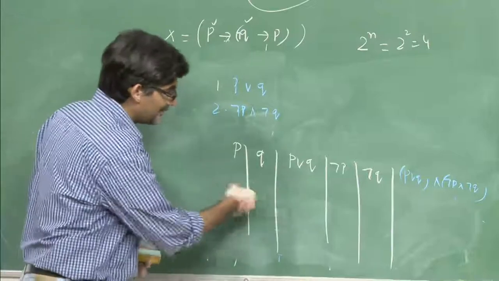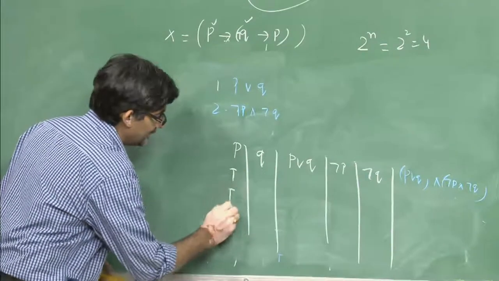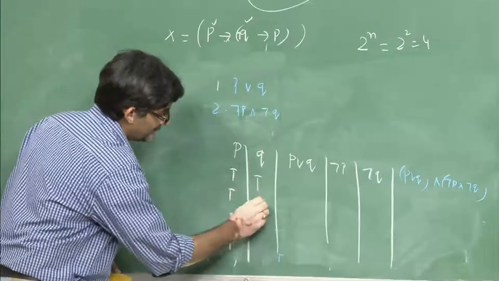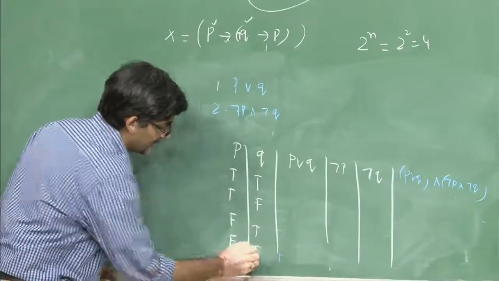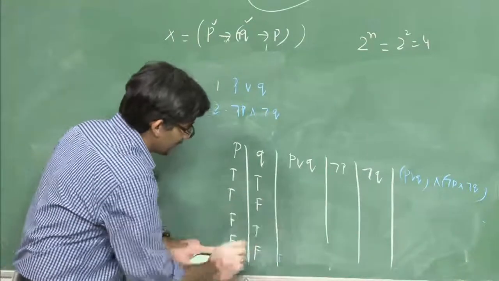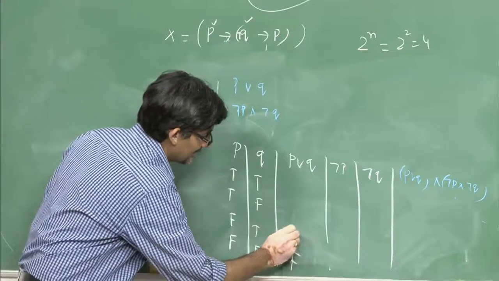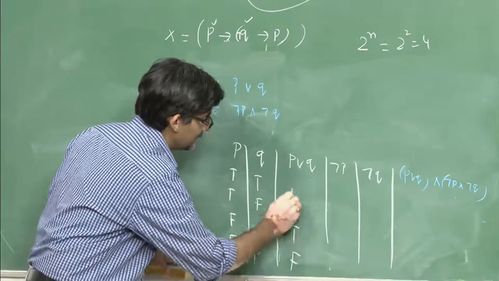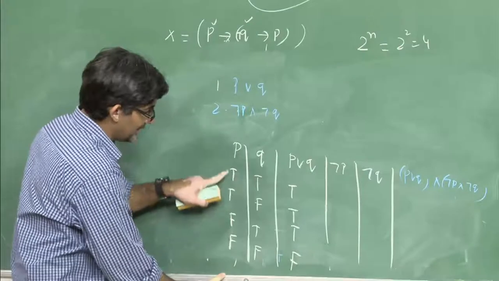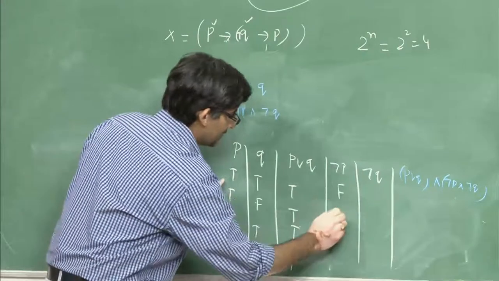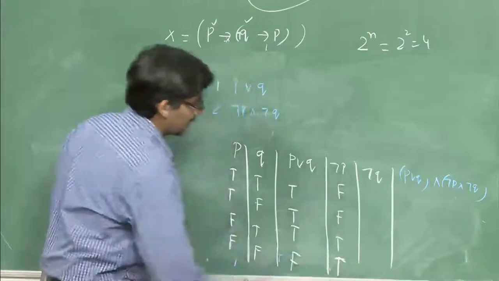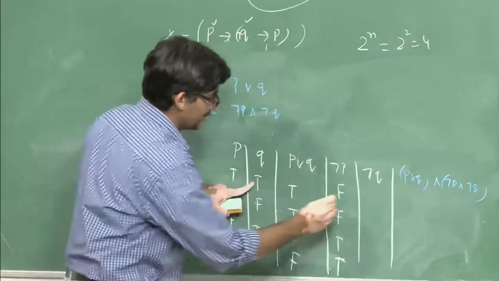I will quickly go into the details of this one. TT, FF is what you write first, and then alternate T's and F's. It will be boring if I go into the details of all these things. So quickly, P or Q is false only in this case, in all other cases it becomes T. Now not P is exactly the opposite of this column, so this is FF TT. Now not Q is exactly the opposite of this one, FT.